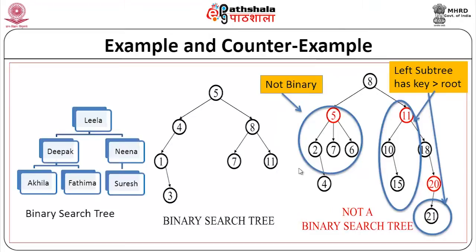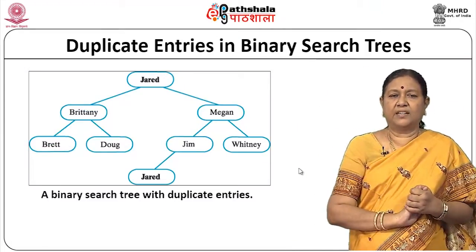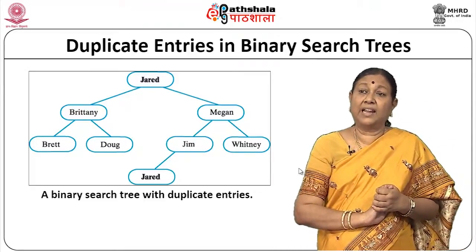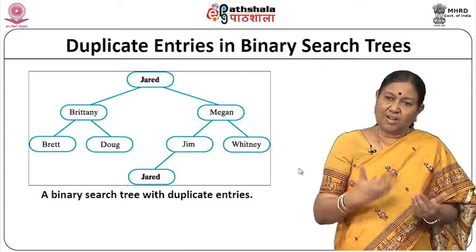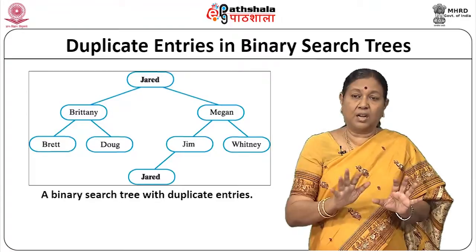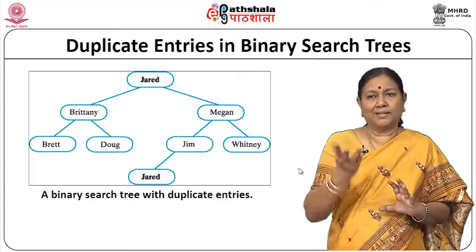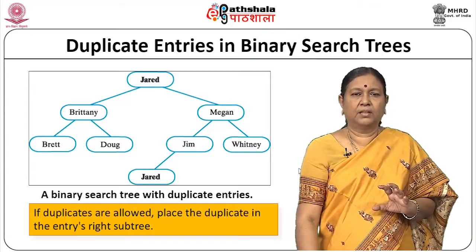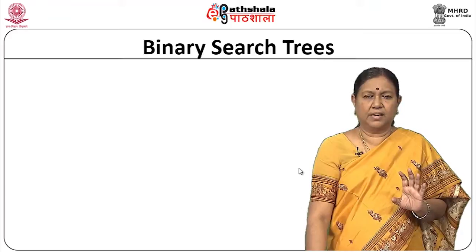Now, let us go to the next topic, which is duplicate entries in a binary search tree. I told you that you can have duplicate entries, but in most cases when we talk in general we do not say so, but the binary search tree as such does not disallow duplicate entries. If there is a duplicate entry, it is always put in the right subtree.